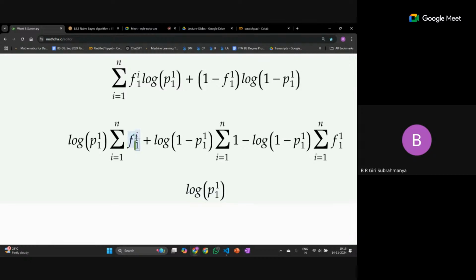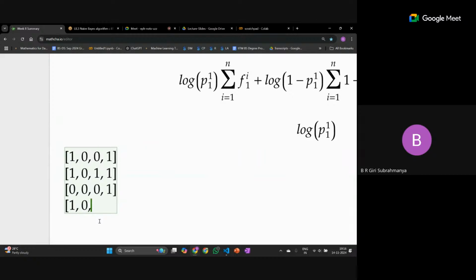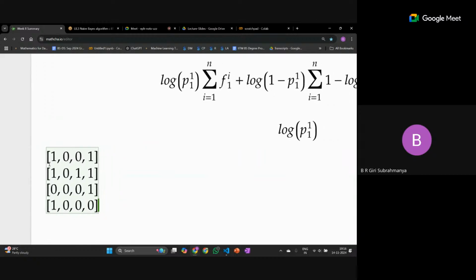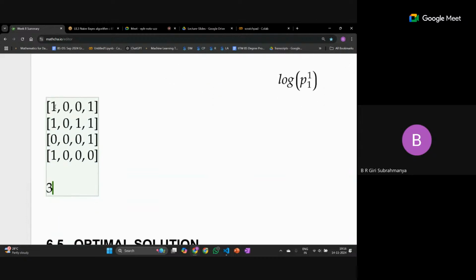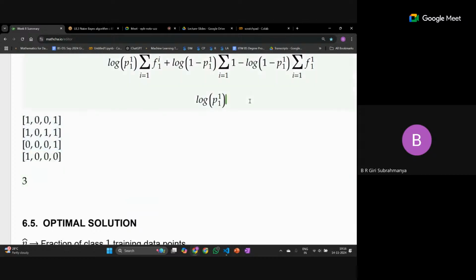Fi1: for the ith data point, the first feature. Now the features are binary. Let's say you have four data points: 1 0 0 1, 1 0 1 1, 0 0 0 0, and 1 0 0 0. Now for all the data points, you are summing the first feature. What you will get is 3, which is the number of data points for which the first feature is 1, which is the fraction of emails with the first word.